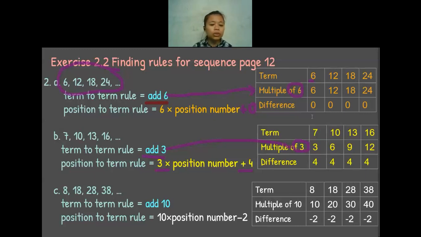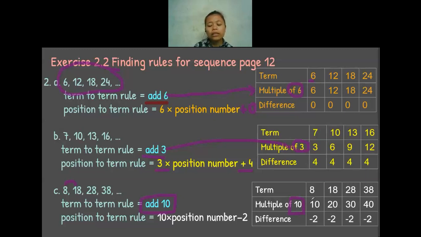For question 2c, we already have the sequence, and then, same as before, we have to find the term to term rule first. The term to term rule will be 10, because from 8 to 18, we have to add 10. From 18 to 28, we have to add 10. That's why the term to term rule is 10. Because this is 10, we have to find the multiples of 10. The terms are 8, 18, 28, 38, and the multiples of 10 will be 10, 20, 30, 40.